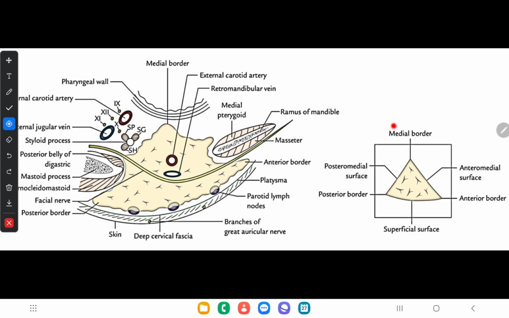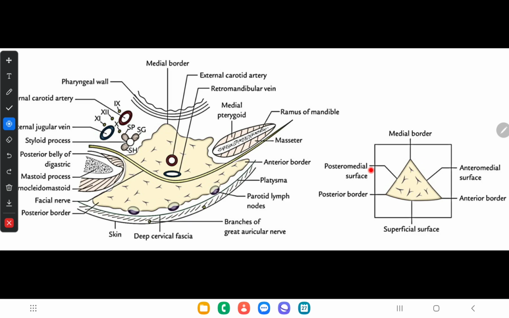As you can see here, the medial border separates the anteromedial surface and the posteromedial surface. Then the anterior border separates the anteromedial surface from the superficial surface. Then the posterior border separates the superficial surface from the posteromedial surface.